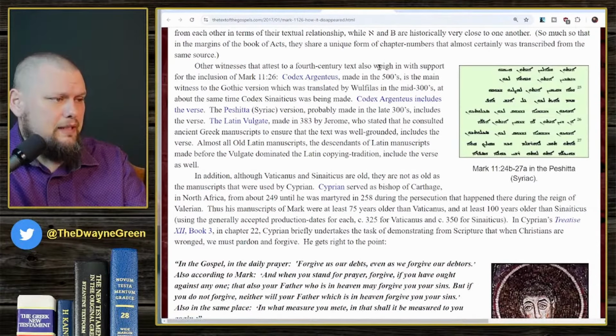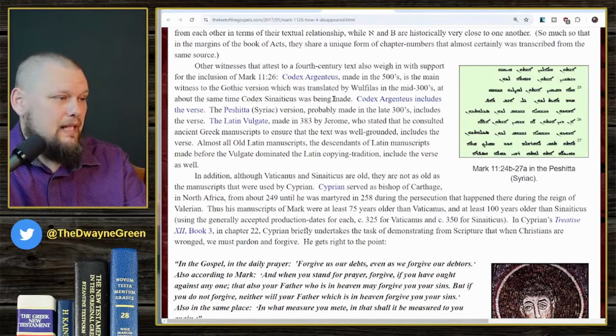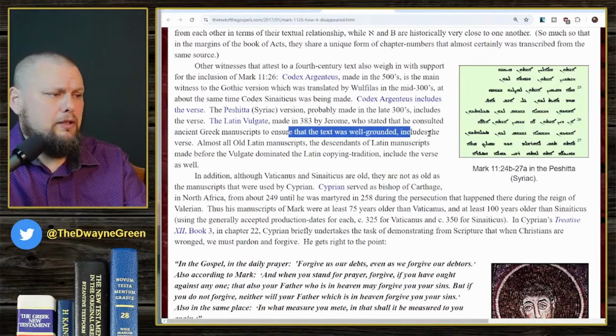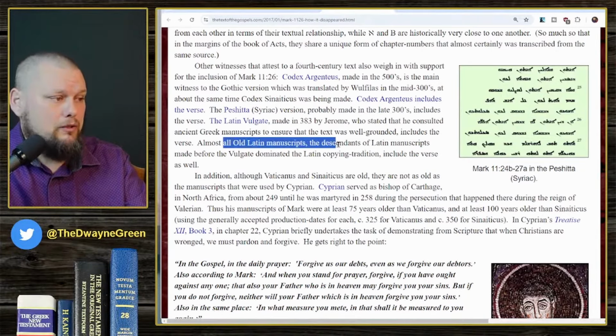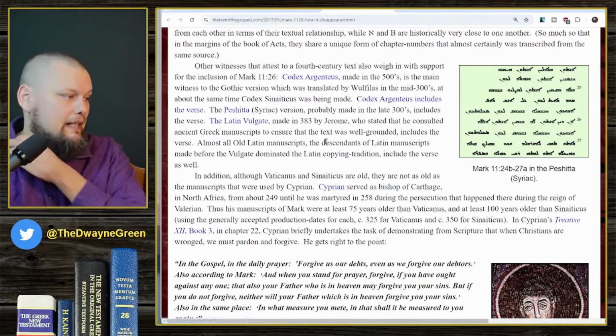Other witnesses attest the 4th century text also weighed in with support for the inclusion of Mark 11:26. Codex Argenteus, made in the 500s, is the main witness of the Gothic version. We were just talking about that. About the time of Codex Sinaiticus was made, Codex Argenteus includes the verse. The Peshitta, probably made in the late 300s, includes the verse. The Latin Vulgate, made in 383 by Jerome, who stated that he consulted ancient Greek manuscripts to ensure that the text was well-grounded, includes the verse. Almost all Old Latin manuscripts, the descendants of Latin manuscripts made before the Vulgate dominated the Latin copying tradition, include the verse as well. And then Vaticanus, Sinaiticus, and Cyprian.